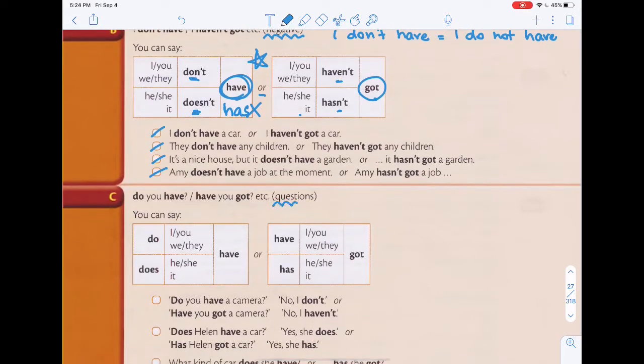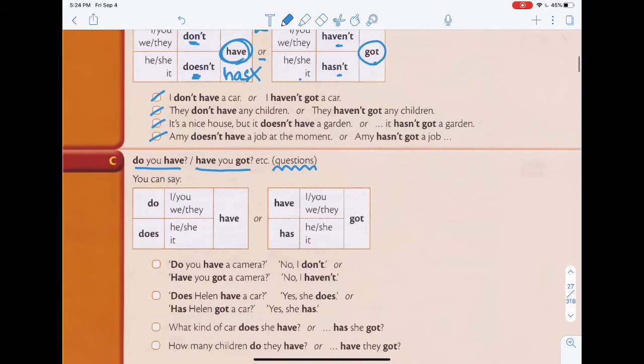So how do you put those into questions? Same thing, it will be do you have? Have you got? Alright, have you got? So you can either say, do you have something? Does she have something? So remember, do and does, you will use have. Okay, or have you got something? Has she got something? Okay, so do, does, or have and has.